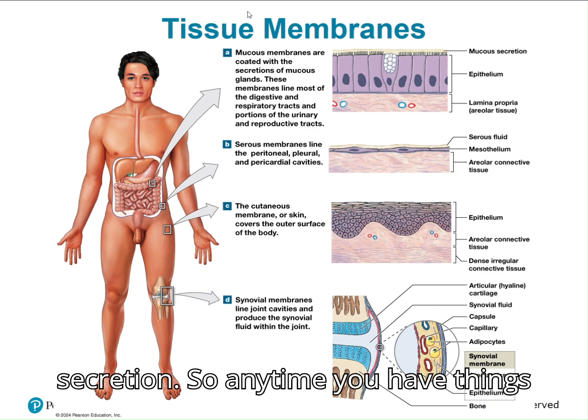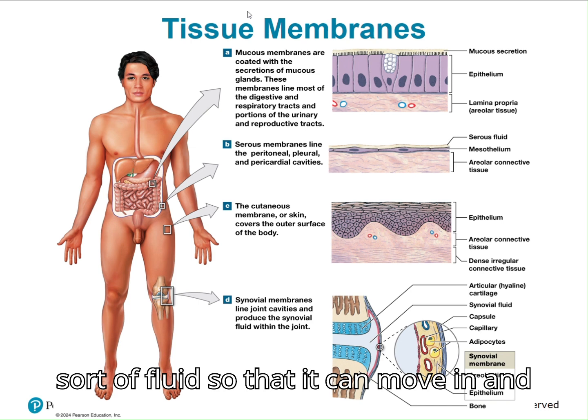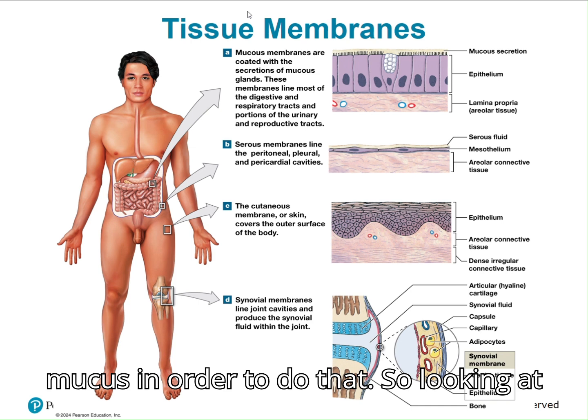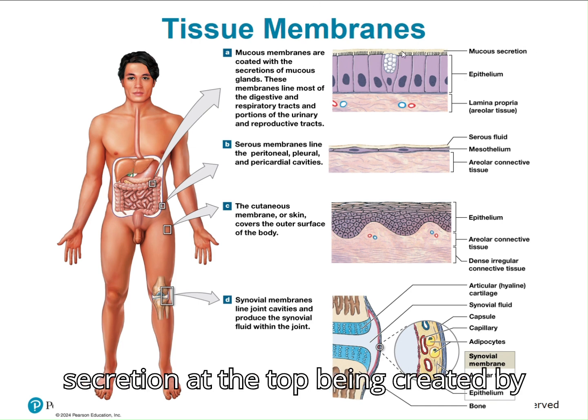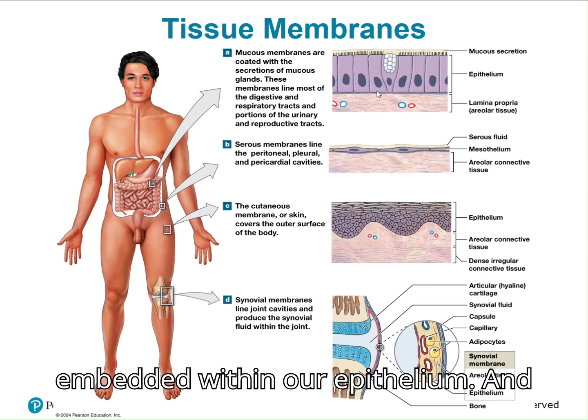Anytime you have things that need to go in and out of the cells, they have to be dissolved within some sort of fluid so that they can move in and out. So that mucous membrane provides that mucus in order to do that. Looking at the labeling, notice here's the mucus secretion at the top, being created by this mucus cell right in here, which is embedded within our epithelium.